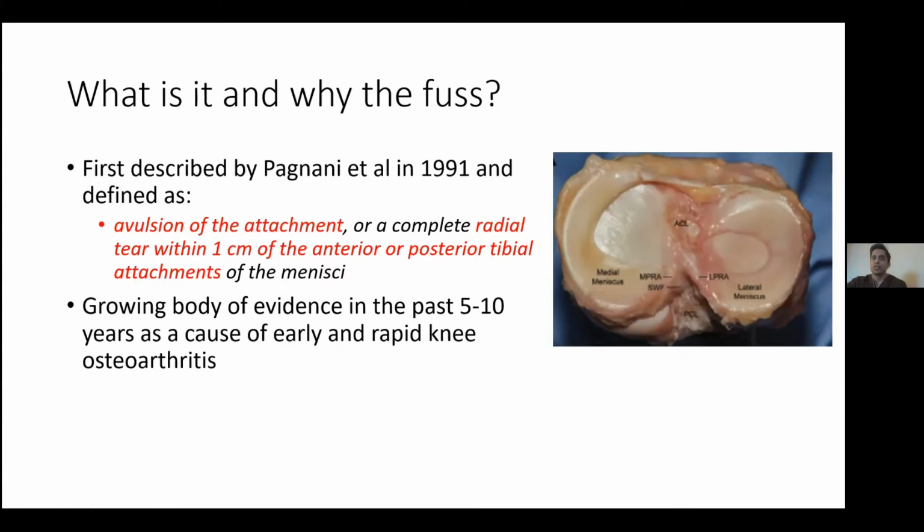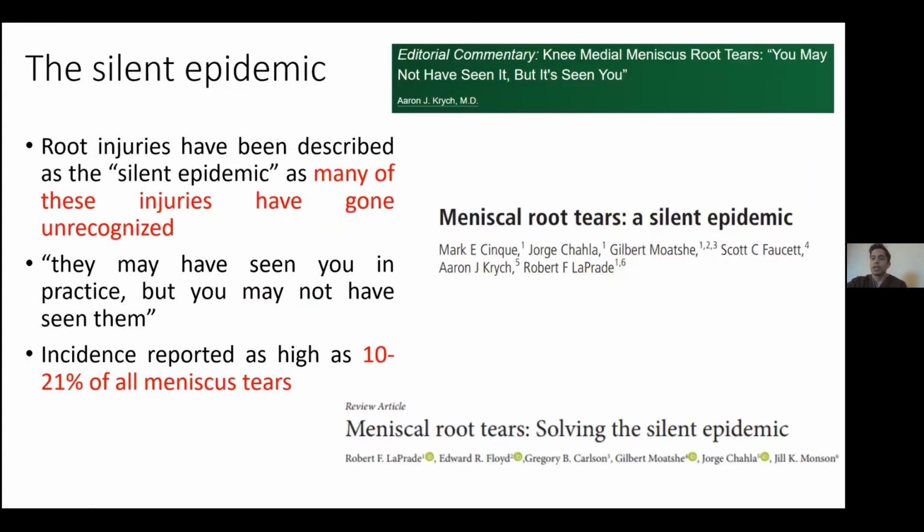In the last 5 to 10 years, there is a growing body of evidence showing that these tears cause early and in fact very rapid progression of knee osteoarthritis. And as Prof. Theo mentioned, these tears have been termed the silent epidemic. I have shown here a few of the papers in the literature: meniscus root tears, a silent epidemic, solving the silent epidemic. You may not have seen it, but it's seen you. What it basically tells us is that many of these injuries have gone unrecognized because we are not aware of how to diagnose them and what signs to look for. And the incidence is not low. In some case series, it's reported to be as high as 21% of all meniscus tears.